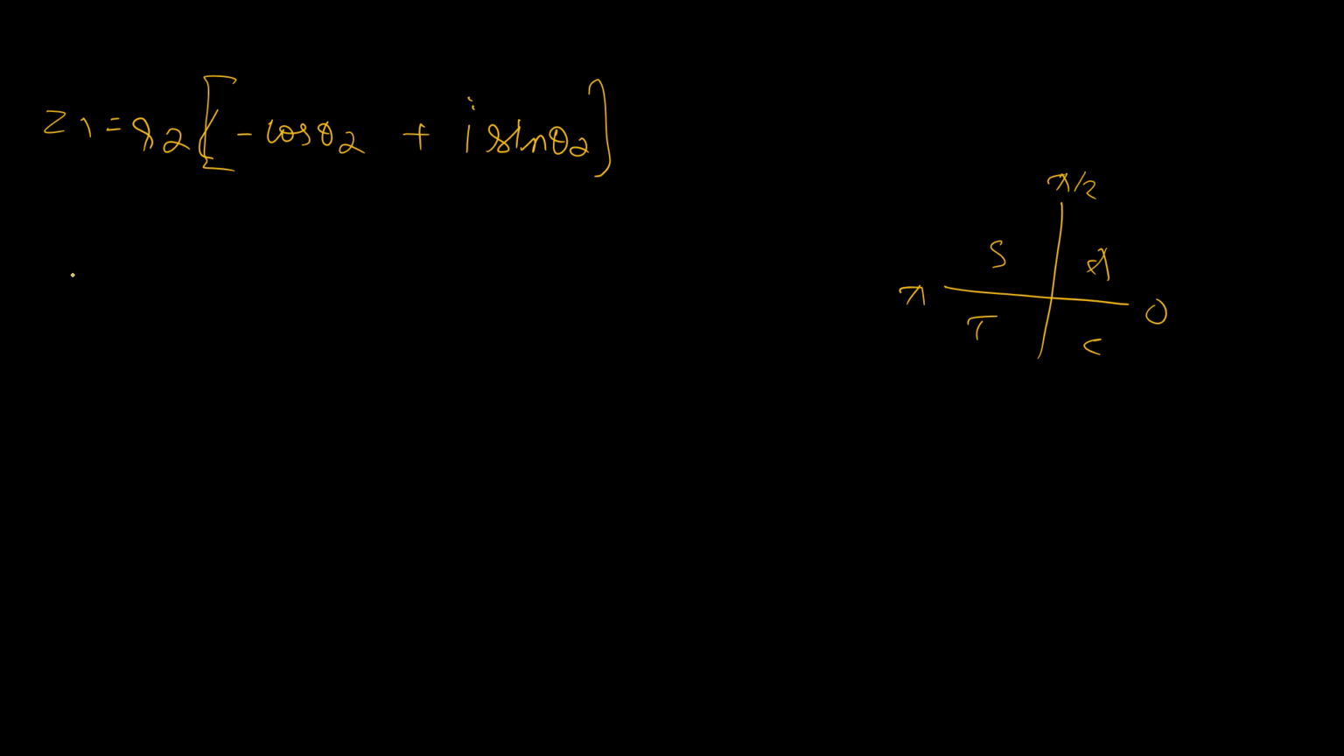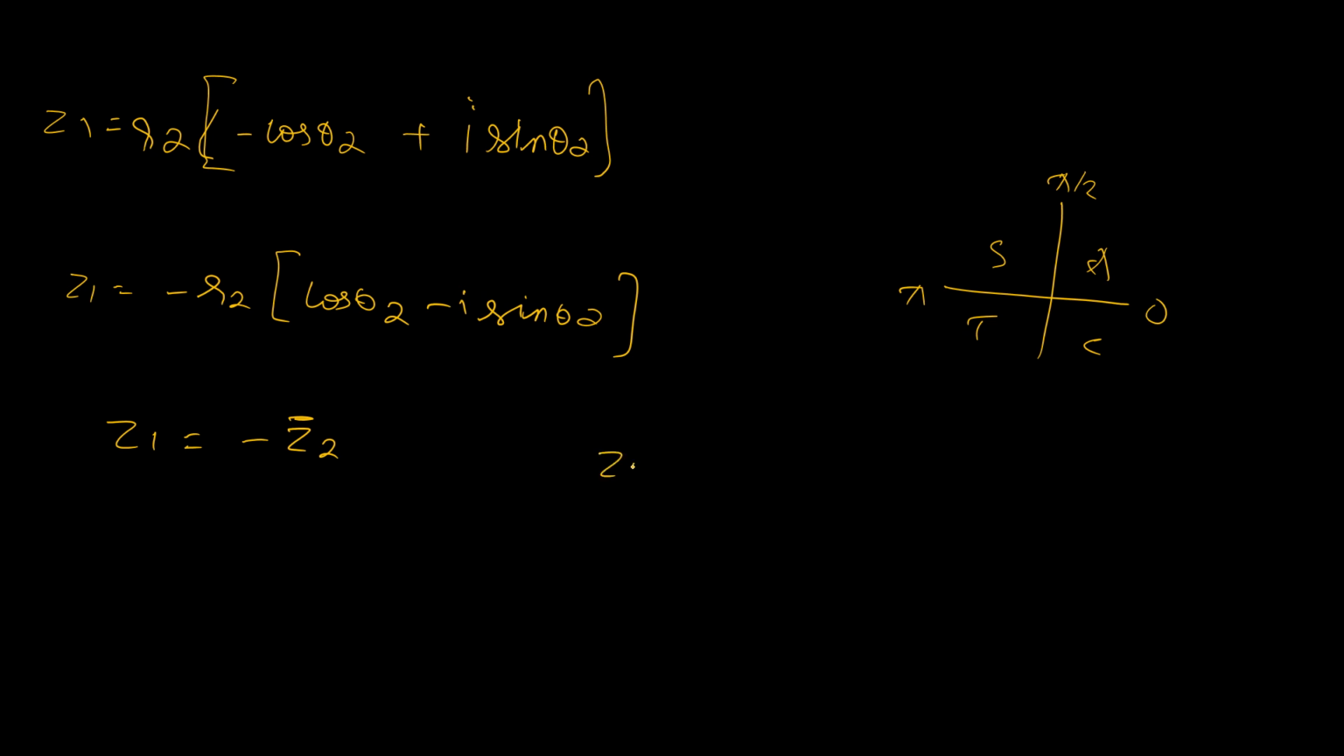Okay, we can write like this. Z1 is equal to minus R2 of cos theta 2 minus I sine theta 2. Right? Now we've eventually got the answer. Okay, that is Z1 is equal to minus Z2 bar.